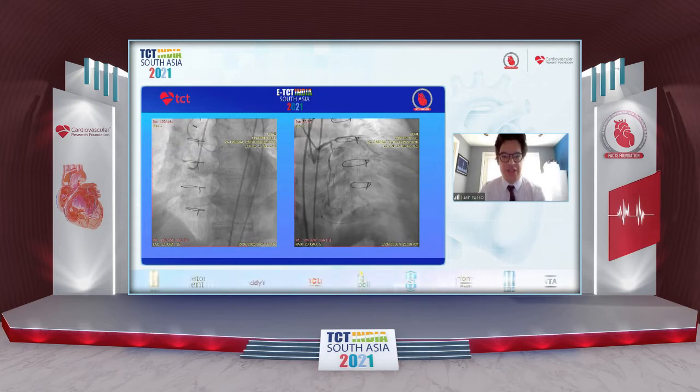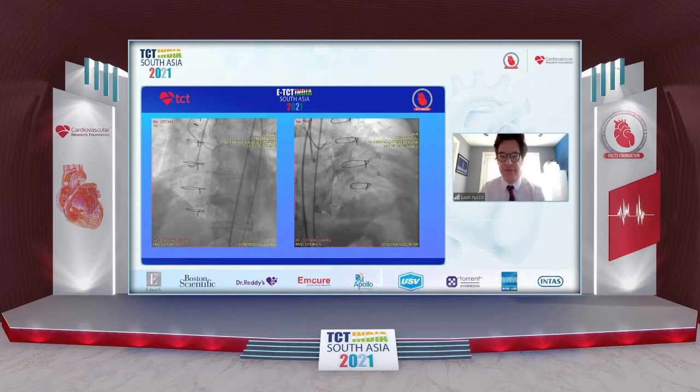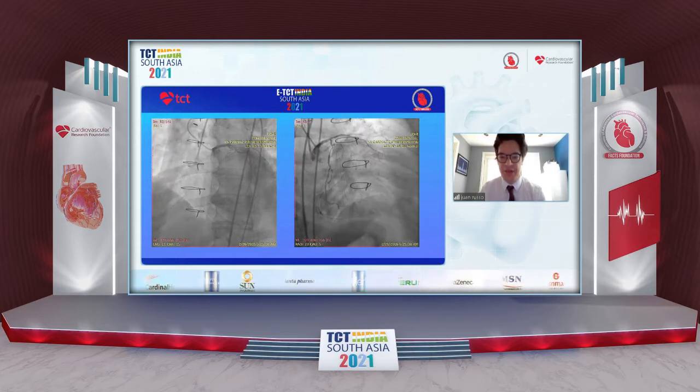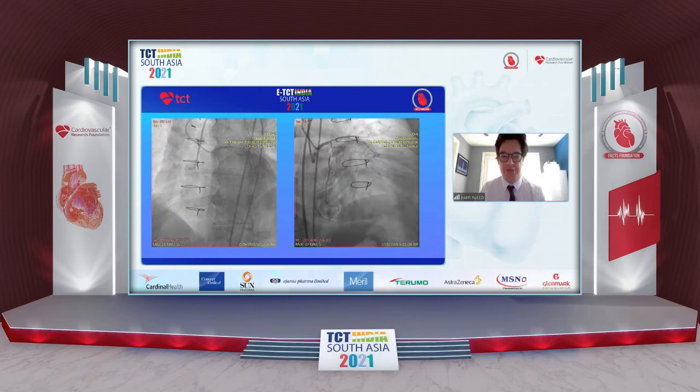So here we have a CTO PCI, again, of the proximal RCA. You can see that there are retrograde collaterals from the circ, but they're mostly epicardial and don't appear very palatable.